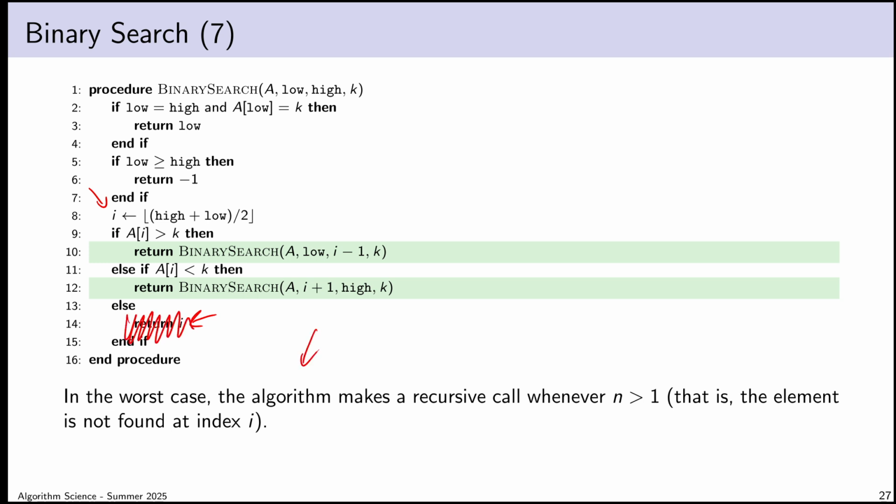That's what this is saying. In the worst case, we do not return on line 14. We go all the way down. We just narrow the range down over and over until it has size 1. We do not happen to be lucky in the meantime and return early. So in the worst case, we always make one recursive call, not two, just one, and it happens whenever n is greater than 1.